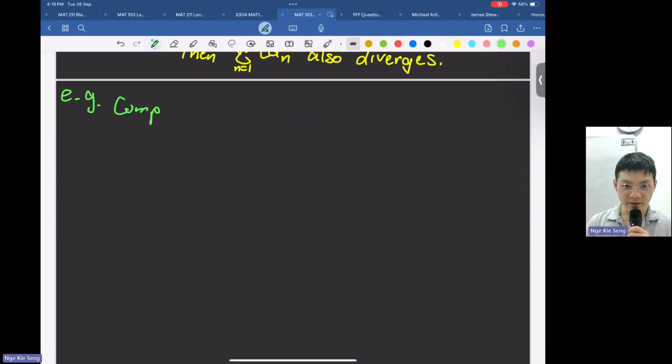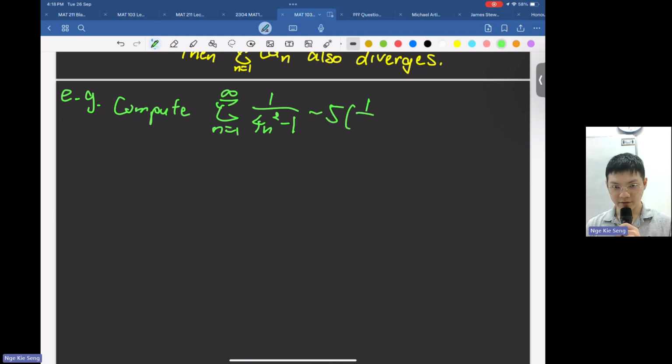So we're going to learn how to use it. Let's compute the following sum: 1 over 4n squared minus 1, minus 5. How can you compute the sum? Any idea?